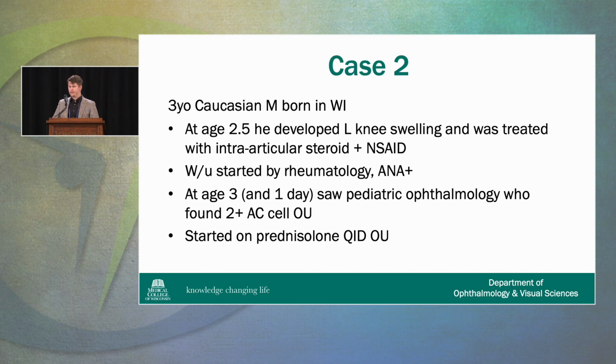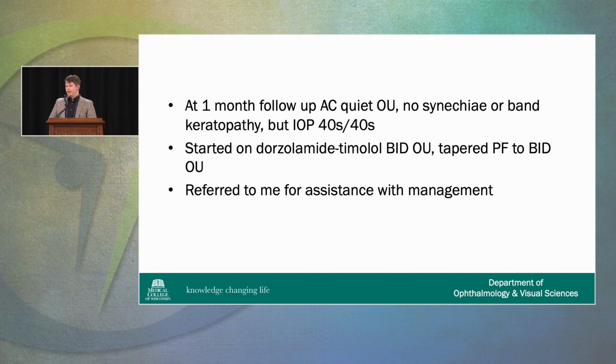Case 2. 3-year-old Caucasian male born in Wisconsin. At age 2.5, he developed left knee swelling and was treated with intra-articular steroid plus NSAID. Like I said, this is very common in this clinic that I run. Workup was ANA positive. At age 3, he saw pediatric ophthalmology, found 2+ cell. He was started on prednisolone 4 times a day in both eyes. At 1 month follow-up from that, his pressure was 40 and 40.